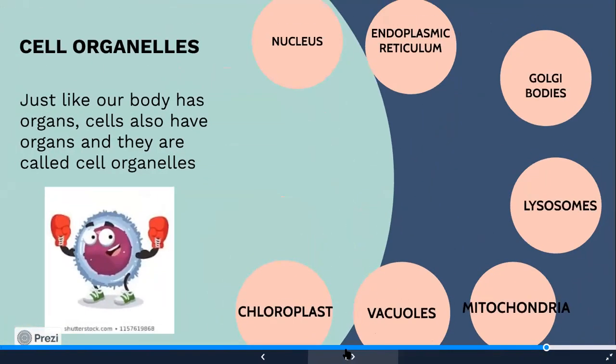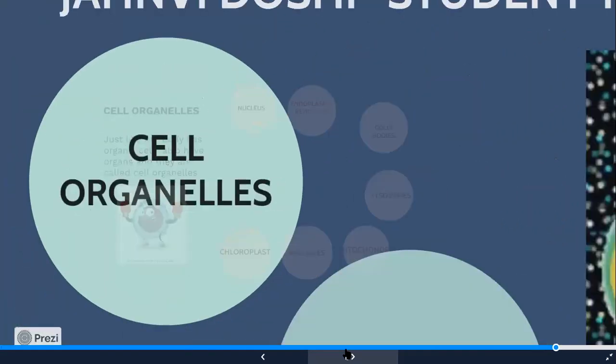Right, so this was about the cell organelles. There are so many types of cell organelles, and all of these work in harmony, work as one, so as to provide a proper functioning of the cell and in turn our body.